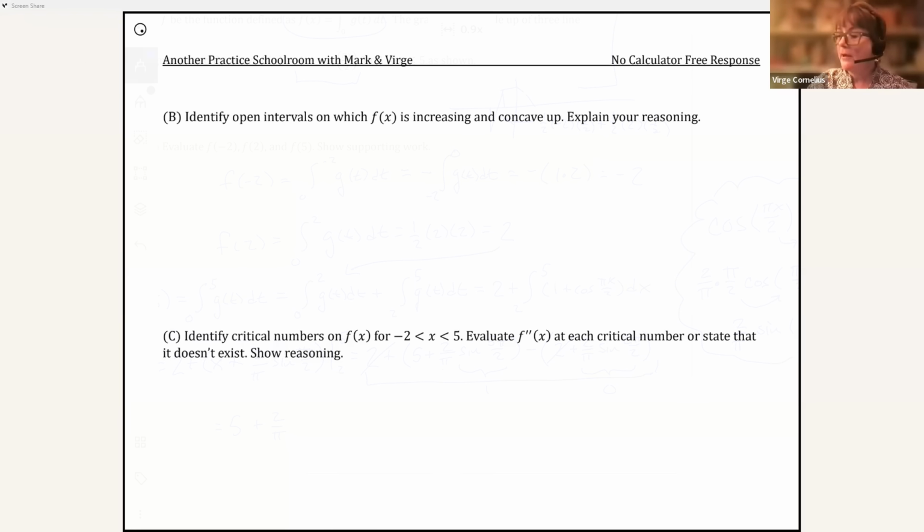Yay. Oh, so was that only part A? I know part A is long. That's why I said that is not a typical AP question. Okay. I'm sorry. You're doing part B. Go for it.